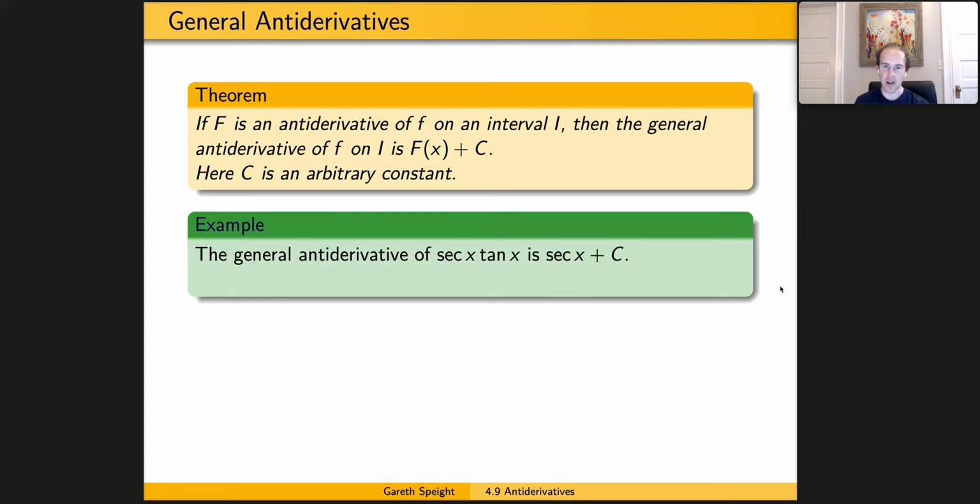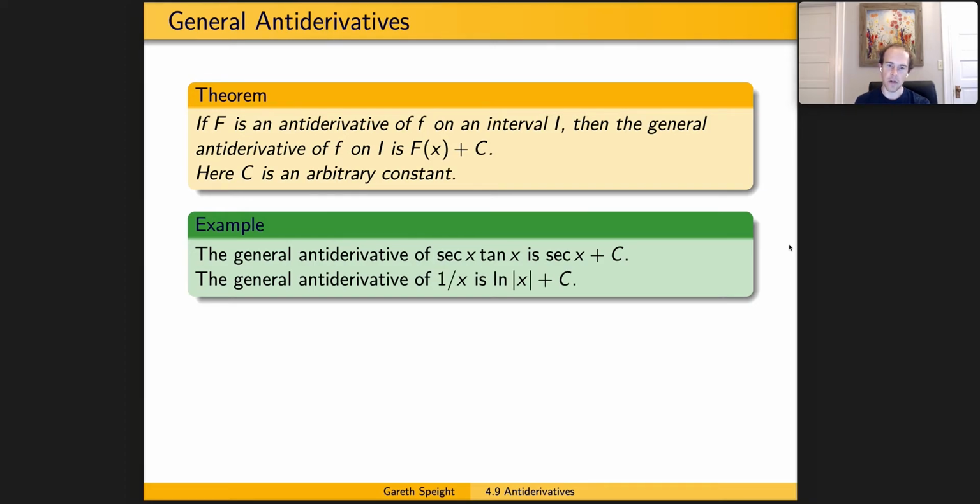For instance, for the general antiderivative of secant x times tangent x, we have to look for a function whose derivative is secant x times tangent x. Well, we know from our rules on derivatives that the derivative of secant x is exactly secant x times tangent x. So if the derivative of secant is the thing we started with, that means secant is an antiderivative. But we're asked to find the general antiderivative, so we have to add on this arbitrary constant c. So the general antiderivative is secant x plus c.